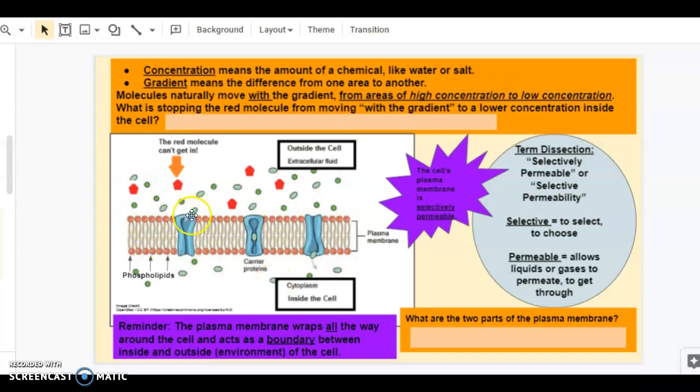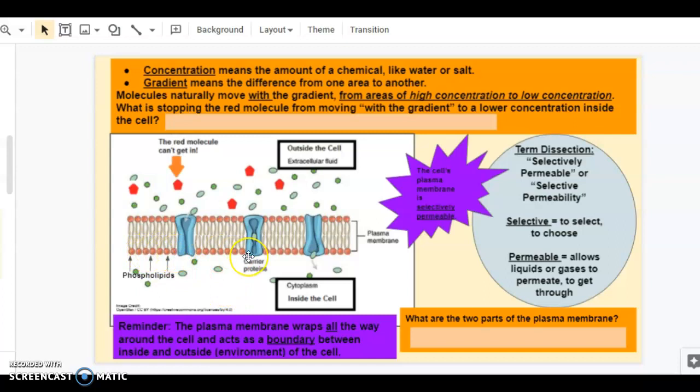In this diagram, we see this red molecule, and you can count and see there are 5 outside the cell. But inside the cell, which is below the plasma membrane shown, there are none. So you would think that this molecule would move easily into the cell. It should. It's moving from an area of high to low concentration.